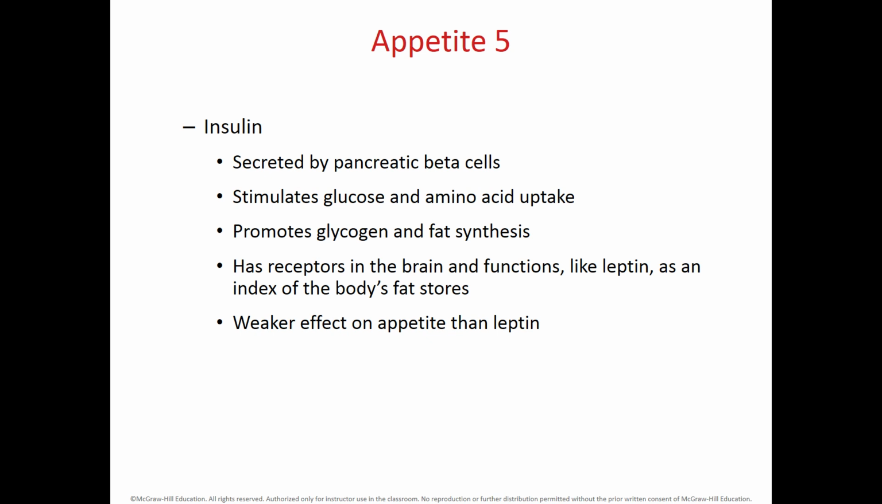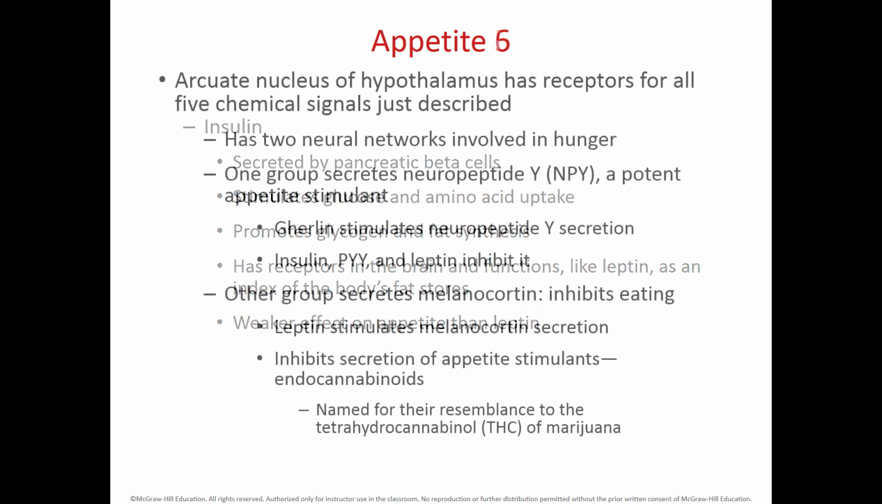Now insulin is secreted by the beta cells in the pancreas, and will stimulate the uptake of glucose and amino acids by our cells, so it will help us to form glycogen and also triglycerides, so we can have fat storage. And then it will work similarly to leptin, so it will provide an index of body fat stores to the brain, and it will have a weaker effect on suppressing the appetite than what leptin does.